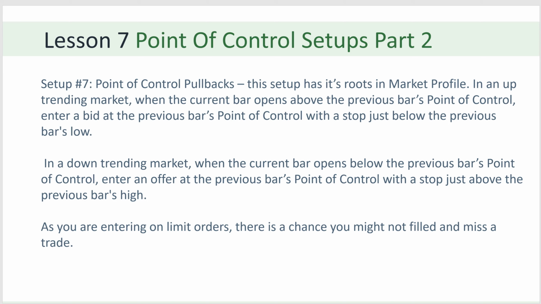So setup number 7 is the point of control pullbacks. This actually has its roots in market profile. In an uptrending market, when the current bar opens above the previous bar's point of control, enter a bid at the previous bar's point of control with a stop just below the previous bar's low. And in a downtrending market, the current bar opens below the previous bar's point of control, enter an offer at the previous bar's point of control with a stop just above the previous high.